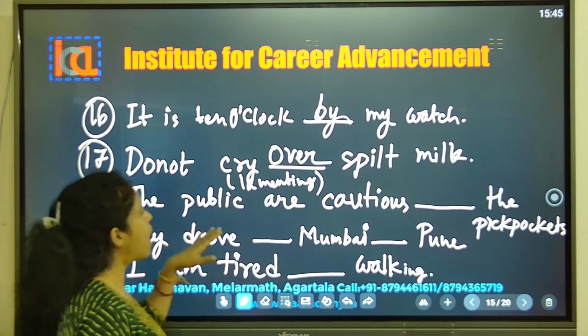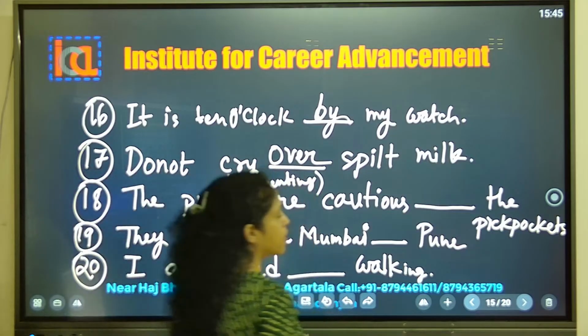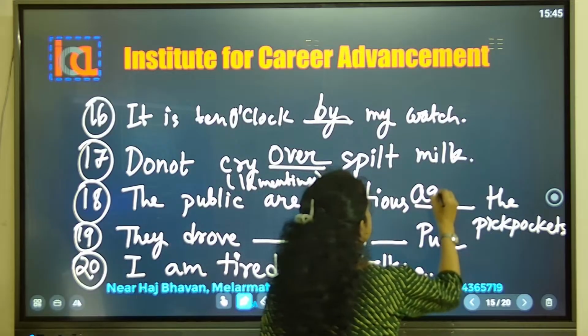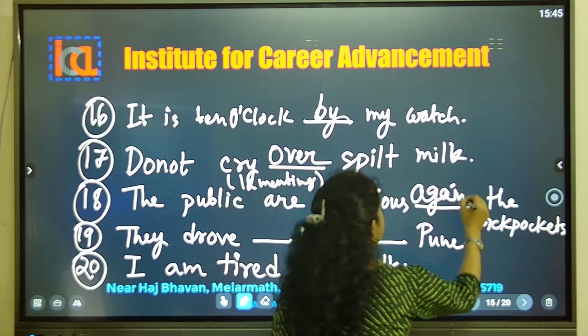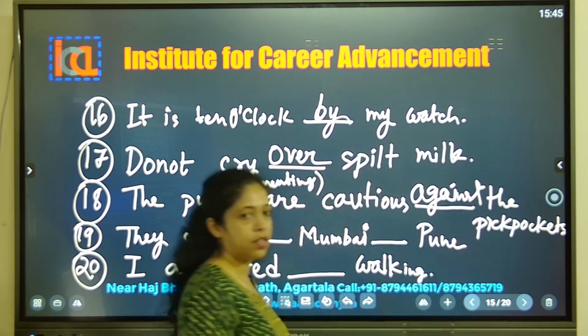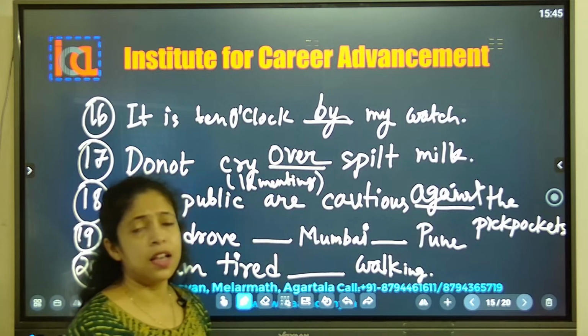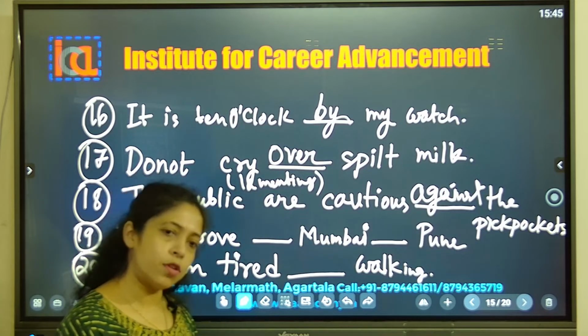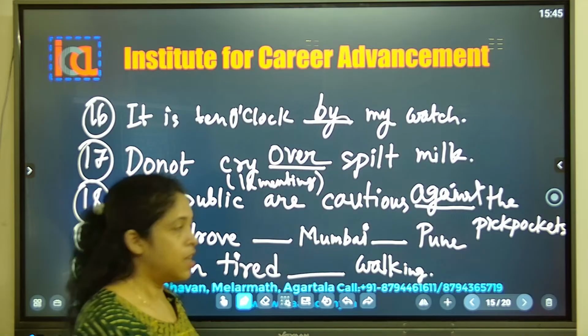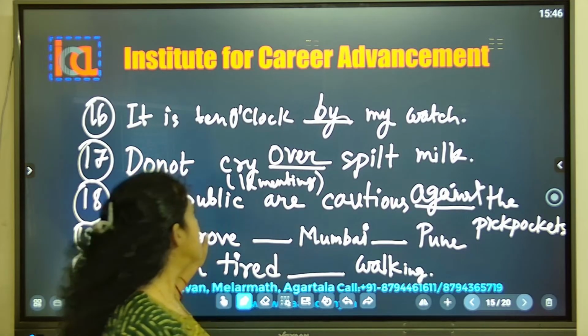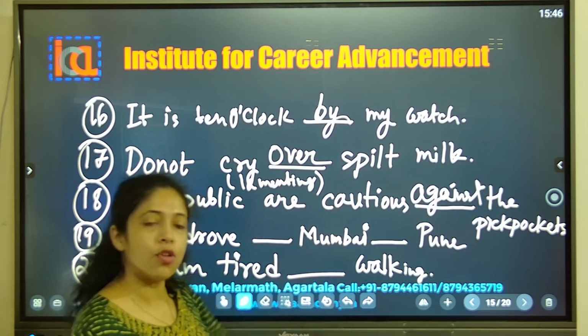The public are cautious against the pickpockets. Against. If the option is not given, from also you can write; this is correct. Somewhere it is correct, but the more appropriate is cautious against.